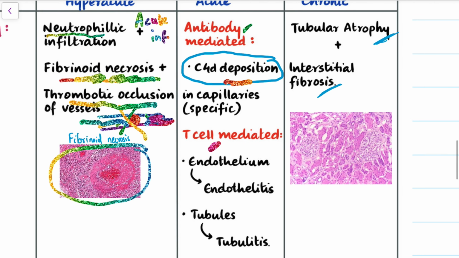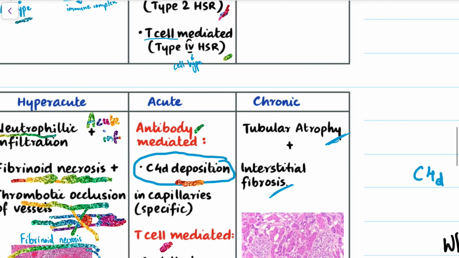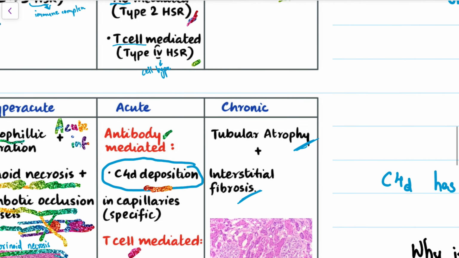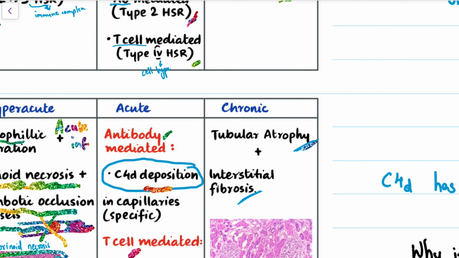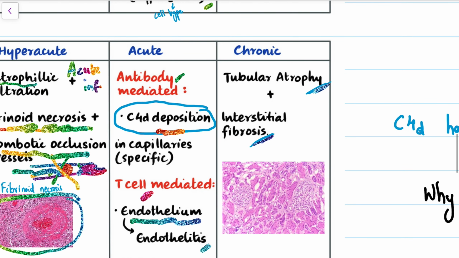In T cell mediated, the major findings we can see are endothelitis and tubulitis. What does it mean? The endothelium is inflamed and the tubules are also inflamed. In chronic, we can see tubular atrophy and interstitial fibrosis. Okay, this is an example of the interstitial fibrosis.